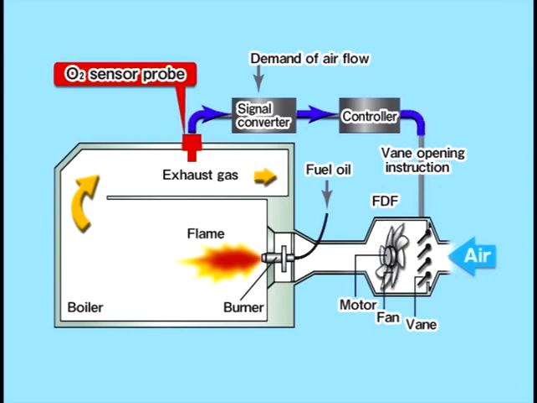Proper FDF ventilation can be determined by measuring oxygen concentration in the boiler exhaust gas. The oxygen analyzer needs to be warmed up for 5 to 10 minutes before being used, so make sure to turn the analyzer on before operating the boiler.